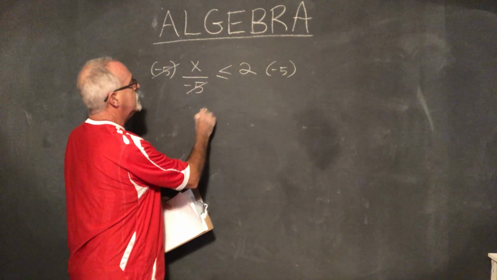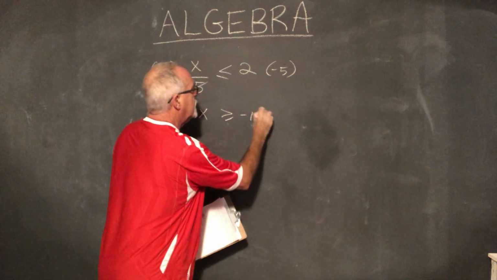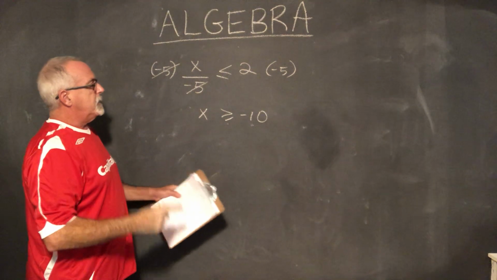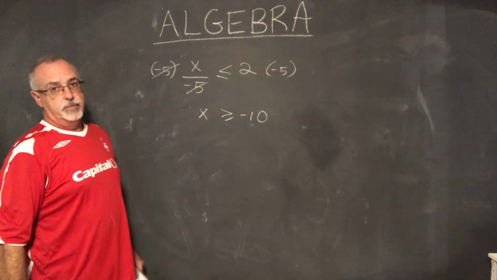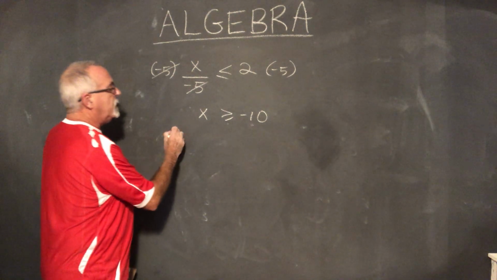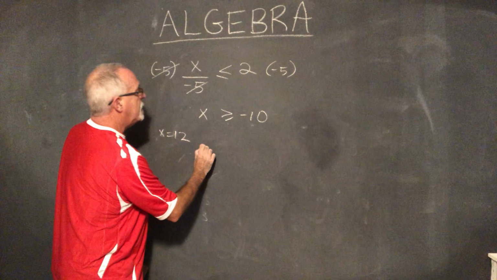Okay, so my x is isolated. I flipped the symbol. That part I think I did correctly. This is negative 10. Okay, I need a number that's greater than or equal to negative 10. Oh, I had done it right in the first try. Maybe I should edit this out. Okay, so I chose x is equal to 12. And I plugged that in.